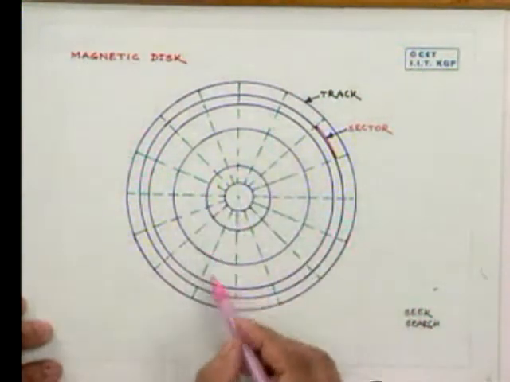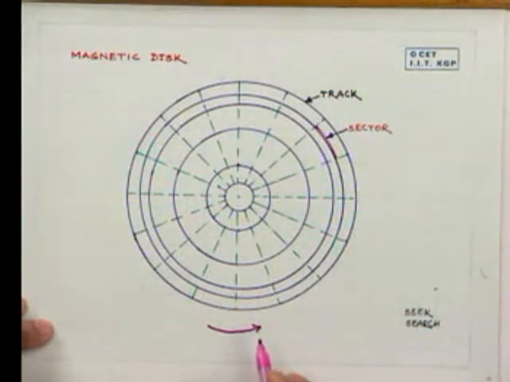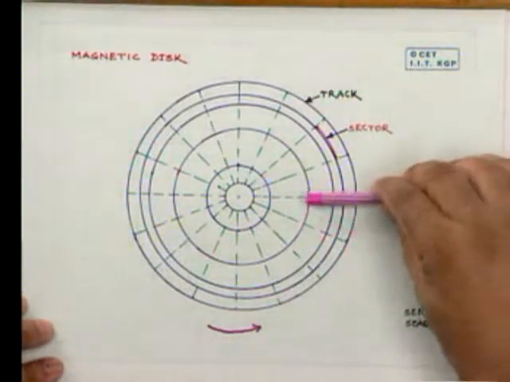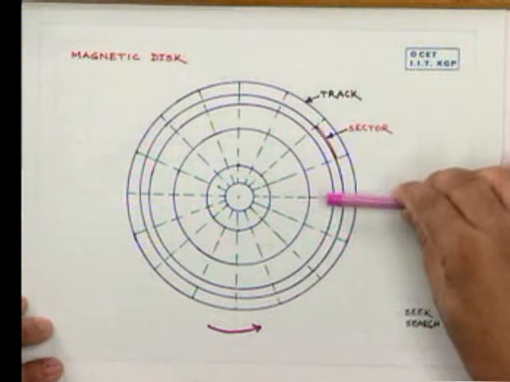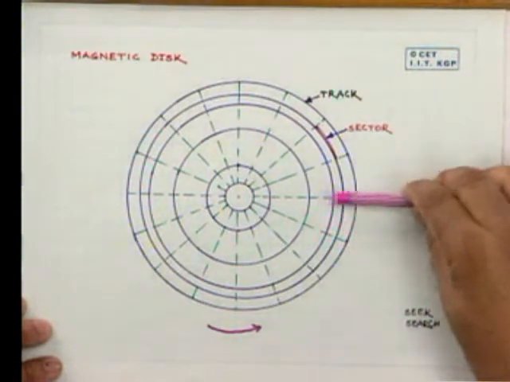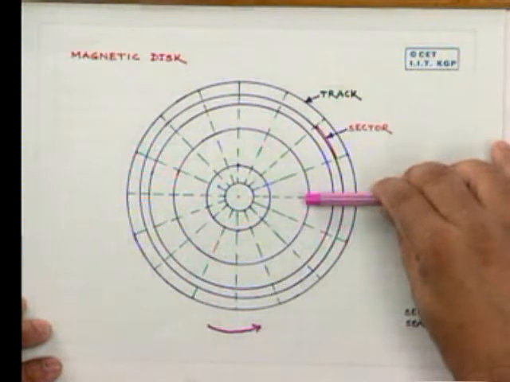This magnetic disk is rotated at high speed, say 3,600 RPM to 7,200 RPM. There is a head here like this. The head can move this way. As it moves from one track to another, the information can be written track to track. For example, if it is here, then the information is read from or written into this track. If it moves to the next one, then the information will be read or written into that track.